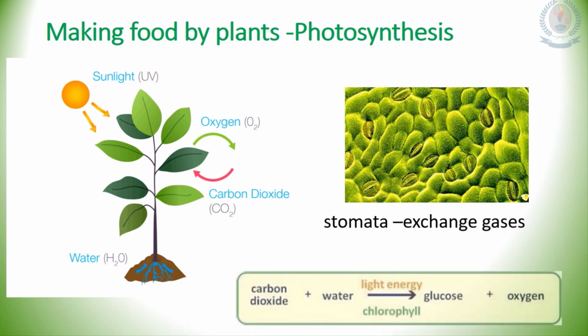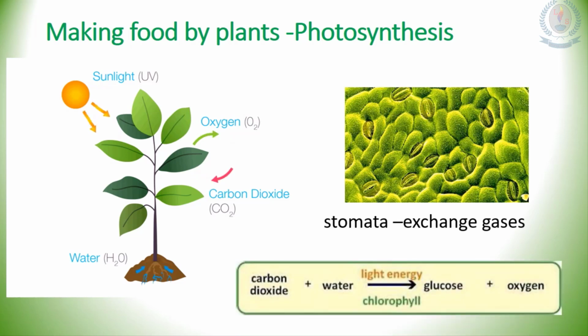Look at this word equation. Carbon dioxide plus water under the sunlight, and in the presence of chlorophyll, plants produce glucose, that means food, and oxygen. This is the process of photosynthesis. So plants able to make their own food by using this process, so they are known as producers.